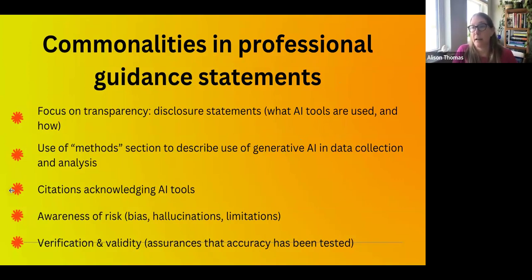All of them recommended the use of a methods section, or somewhere in the text of an article a scholar is writing, to describe the use of generative AI in their data collection or in their analysis or in their process. Using citations in appropriate citation style to acknowledge AI tools. So that slide that I had up of all the LibGuides that share information about MLA, APA, et cetera. And then the verification and validity, that was in common everywhere I read these guidelines. These are sort of assurances that the researchers have tested the validity and accuracy of the resources they're using and of the outputs they're generating. And so I feel like these five actually give us some really useful direction for how to talk to students about citing AI.